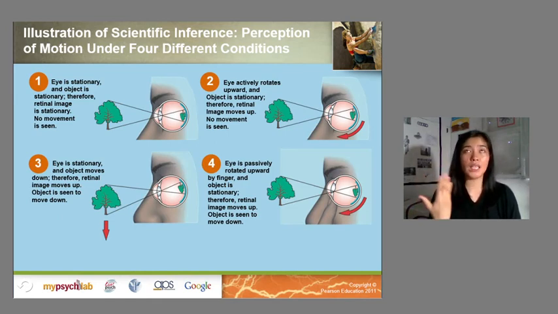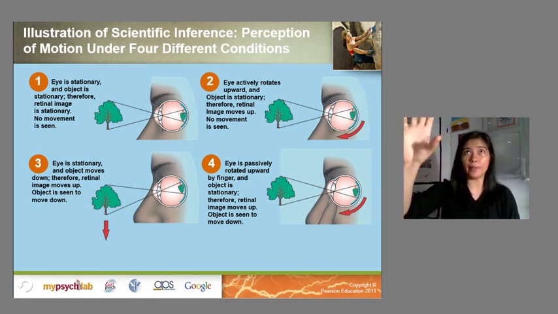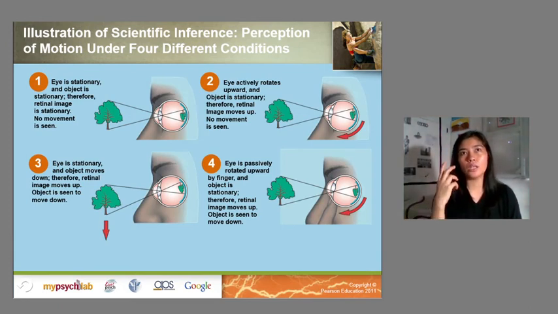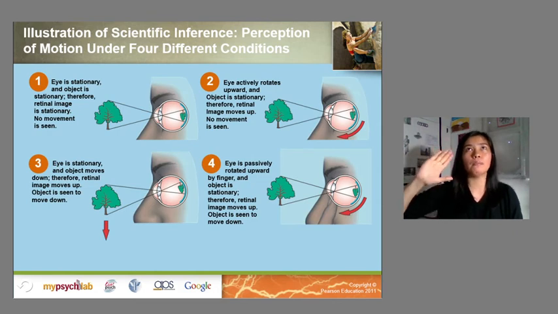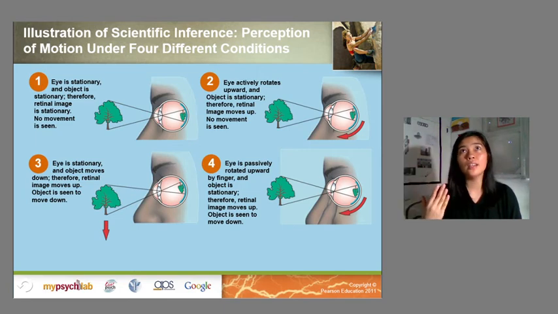Okay, so with that, it seems like the eye or the object is seen to move now. However, there was no movement. If we just use our eyes to go up, rather than the finger, there's no movement seen. But if there is the finger that we use to rotate our eyes, there is movement. So the eye movement example illustrates that biopsychologists can learn much about the activities of the brain through scientific inference without directly observing them.